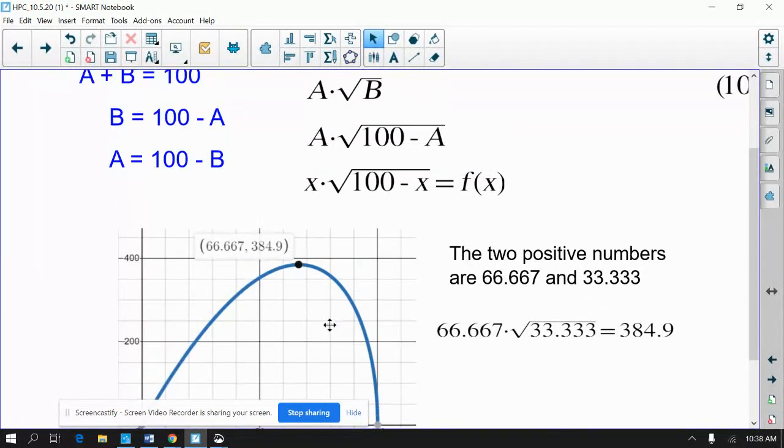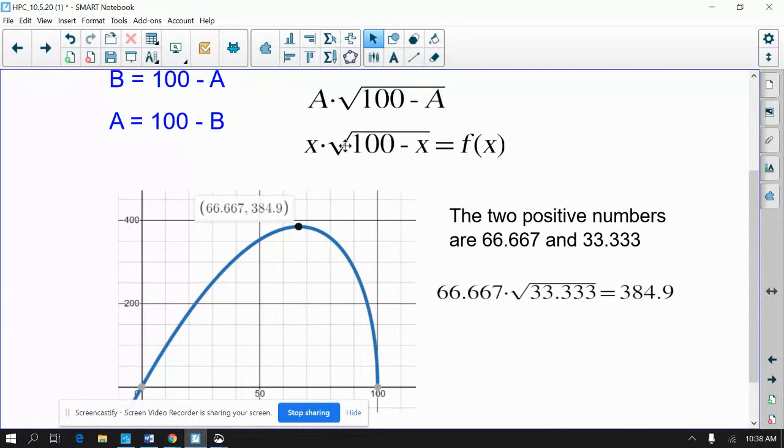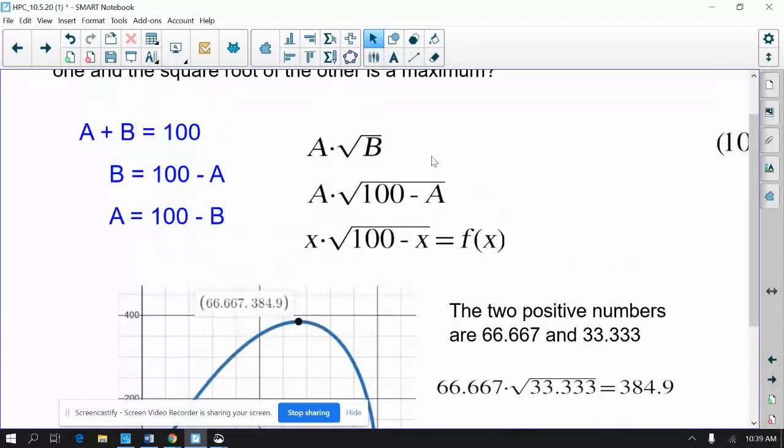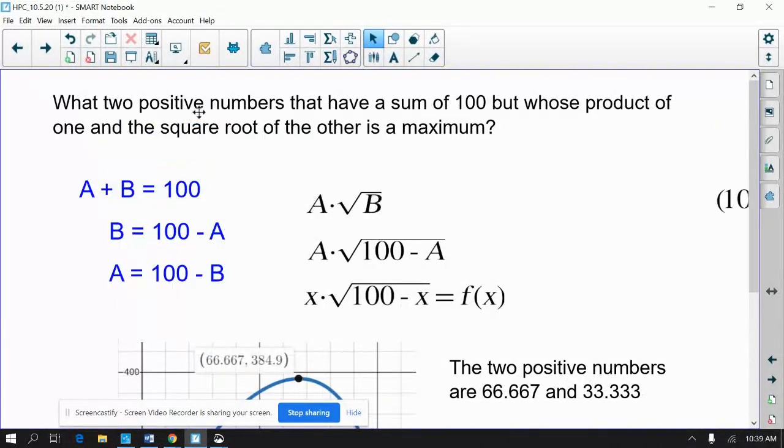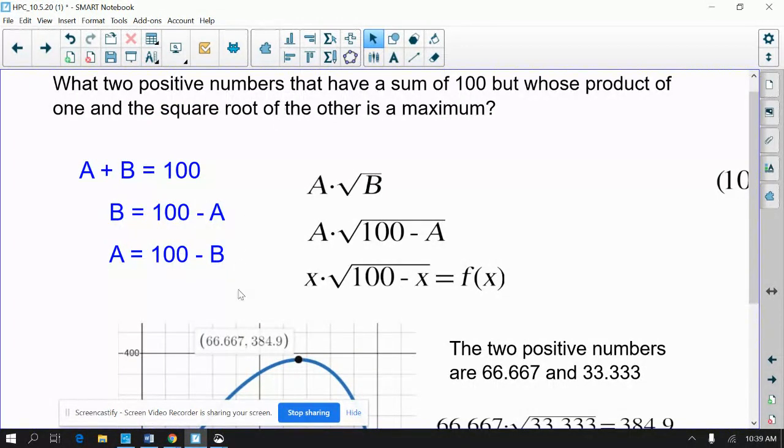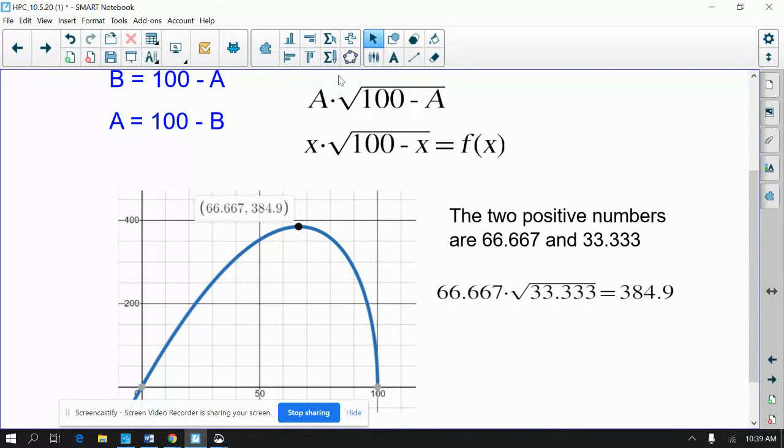And I want to find out when is this result the maximum, the greatest? Well, it is the greatest right here. The greatest possible result is 384.9. That occurs when X is 66.667. X in this case was A. Don't forget, we had to find two positive numbers. And I know A is 66.667. So I just subtract that from 100 to find B, and I get 33.333.